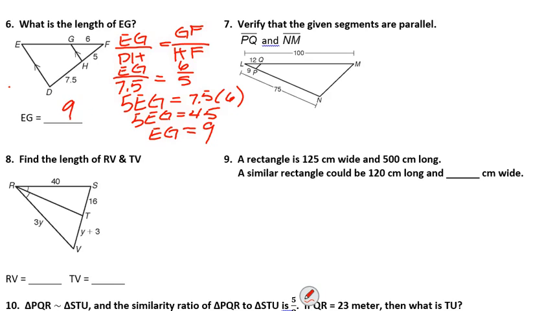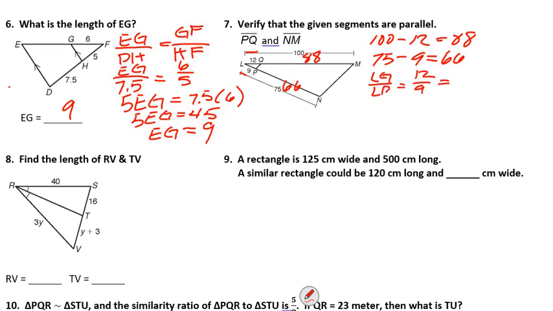Number 7, it says verify that the given segments are parallel. So on this one, first thing I'm going to do is do 100 minus 12. That gives me 88 here. And I'm going to do 75 minus 9. That gives me 66. So I'm going to put my 66 here. Then I'm going to compare LG over LP. LG over LP. That would be 12 over 9. That's going to give me 4/3.